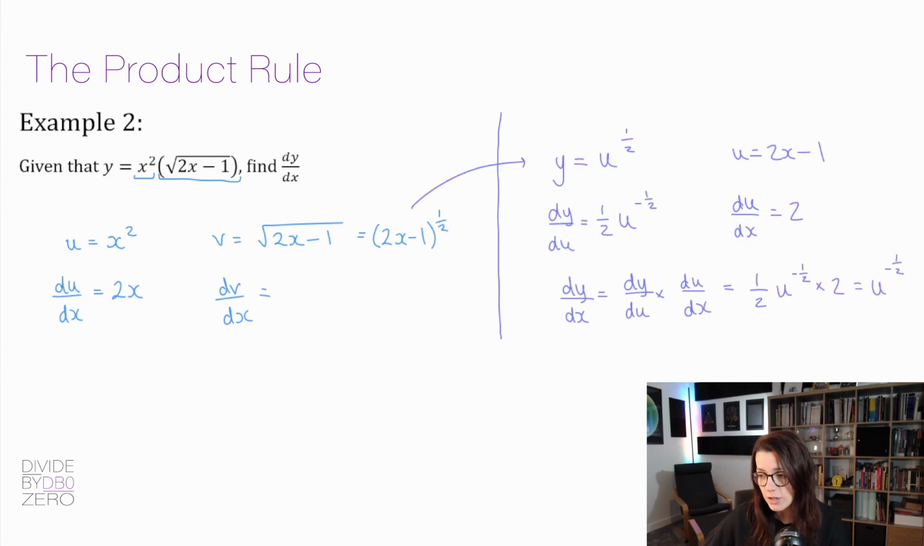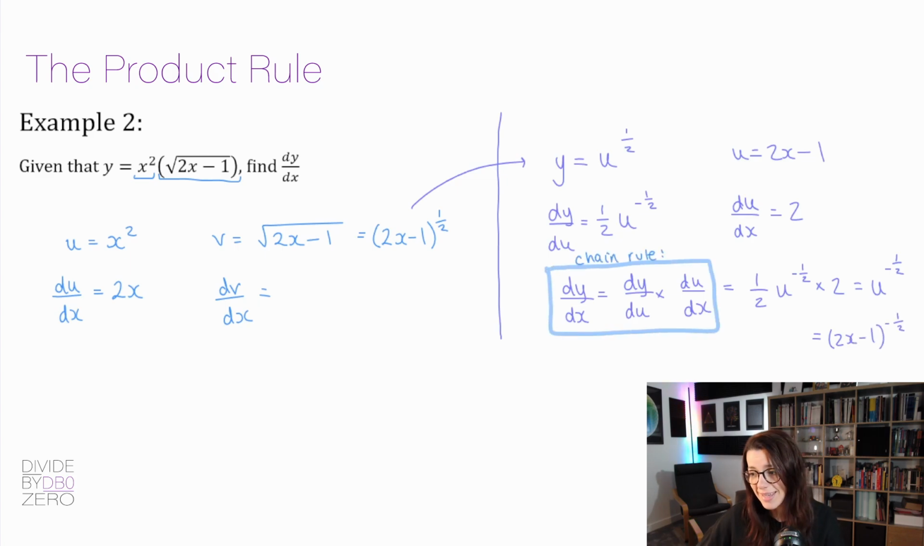Remember to replace the u at the end. So that's going to be 2x minus 1 to the power of minus a half. So that's using the chain rule there. And then we can take the output of that chain rule and go back and use it in our product rule. So let's put that as dv dx in the product rule.